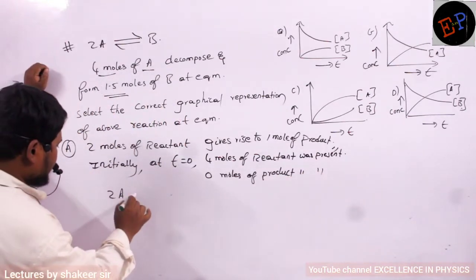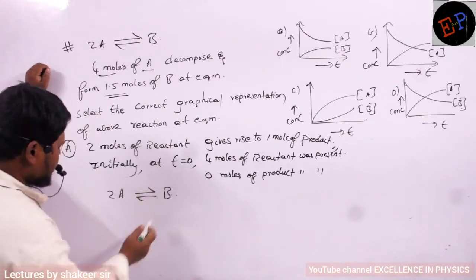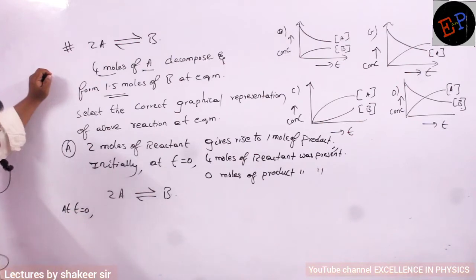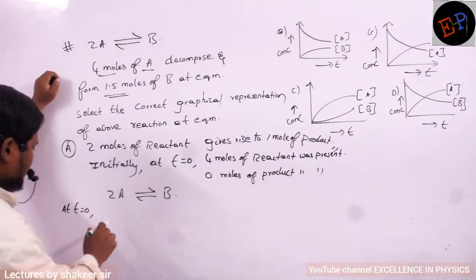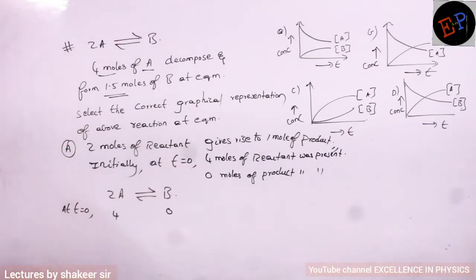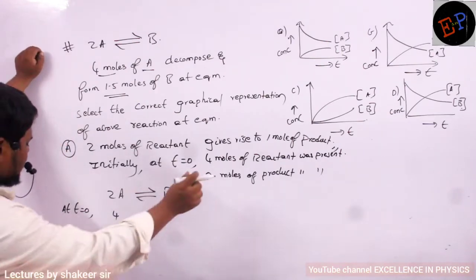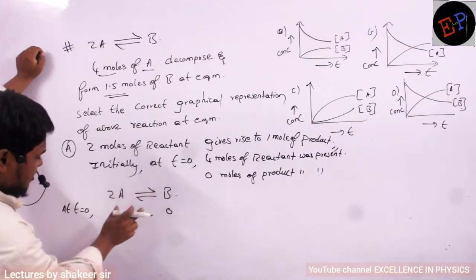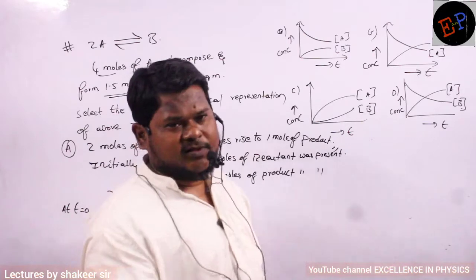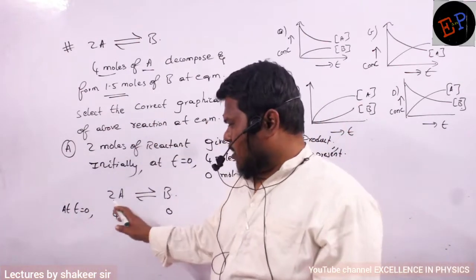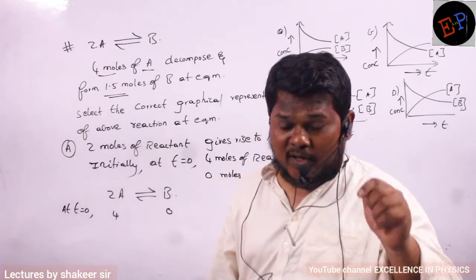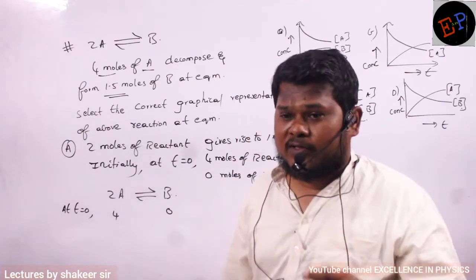So 2A gives rise to B. So listen very carefully. Therefore I will write at T is equal to 0, that is when the chemical reaction is about to start, 4 moles of A was present and 0 moles of B was present. Are you able to understand? So then in the chemical reaction what is happening? 2 moles are disappearing and 1 mole of product is forming. This is what is happening. So how many moles of reactant should disappear? 2 moles. But how many moles of product should form? Only 1 mole of product should form.